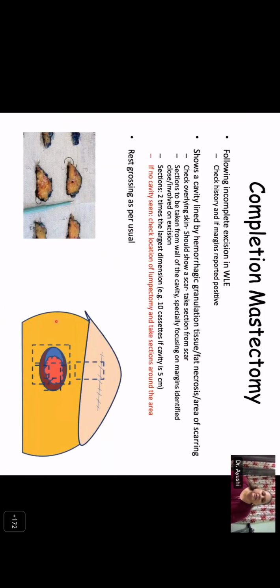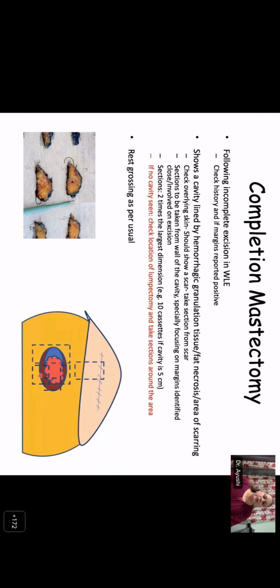Now, a completion mastectomy is usually done following an incomplete excision in the wide local excision, and we have to check the history to see if the margins of the wide excision have been reported positive when we receive this kind of specimen, and which margin has been reported positive. On gross examination, we will see a cystic cavity lined by hemorrhagic material or granulation tissue, fat necrosis, or area of scarring. We should check the overlying skin, which should show a scar, and we should take a section from the scar to see the involvement of the scar tissue by the tumor.